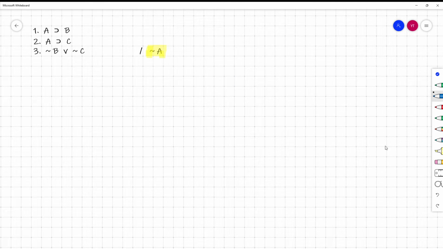So if we're going to use rule IP, the way that we do it is we have to open a subproof and assume the opposite of whatever it is that we want to prove. And so if we want to prove tilde A, we assume A. Suppose we're in a different argument and we wanted to prove B; our assumption for IP would be tilde B. And suppose we wanted to prove a more complex sentence like G or R; the assumption for IP would be the negation of the entire conclusion.